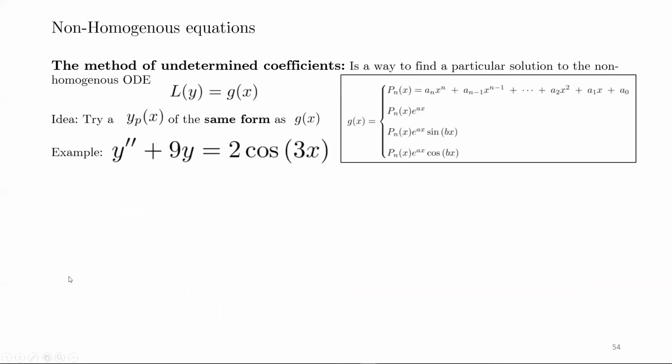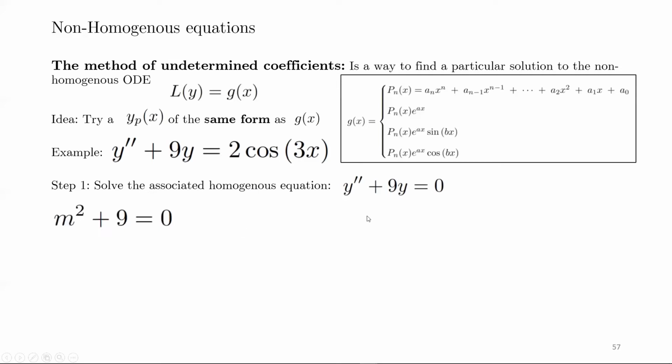So we have the ODE, the obviously linear constant coefficient non-homogeneous ODE, y double prime plus 9 times y equals 2 times cosine of 3x. Step 1, of course, is to solve the associated homogeneous equation. Okay, so the associated homogeneous equation is just set that right hand side equal to 0. I can easily write down the auxiliary equation for this homogeneous equation. It's simply m squared plus 9 equals 0.